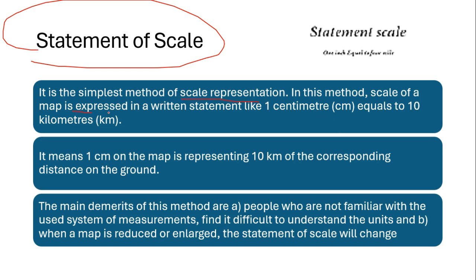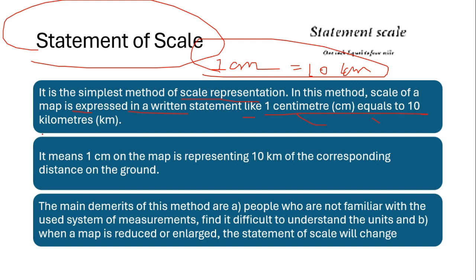In this method, the scale of a map is expressed in a written statement. Like we say that 1 centimeter equals 10 kilometers, meaning 1 centimeter on the map is equal to 10 kilometers on the ground. When we write it as a statement, that is known as statement of scale.